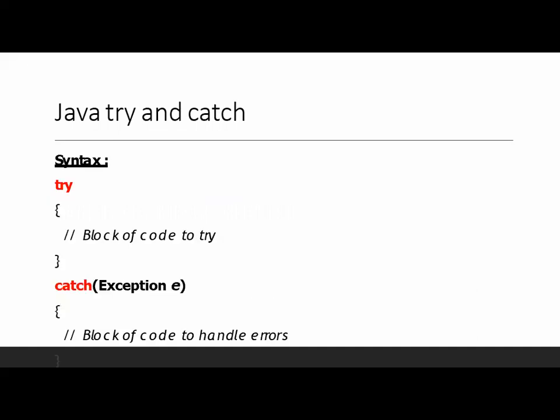This is the syntax of try and catch. First we define the try block. This block has a block of code to execute. If the code contains an error, then it automatically throws the error to the catch block. Catch block handles this exception. Next we see some examples for try catch.